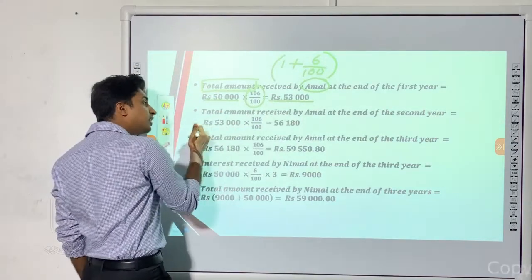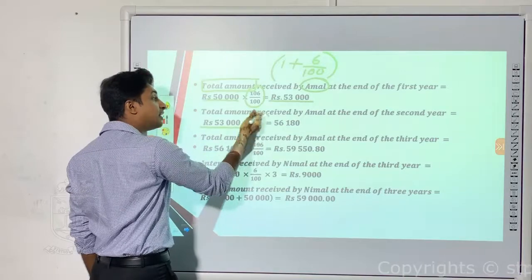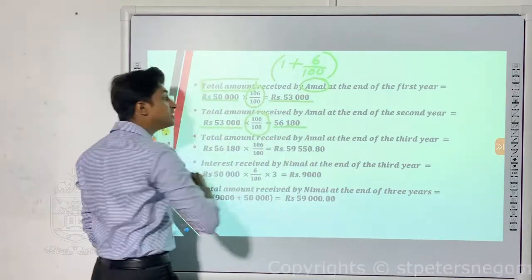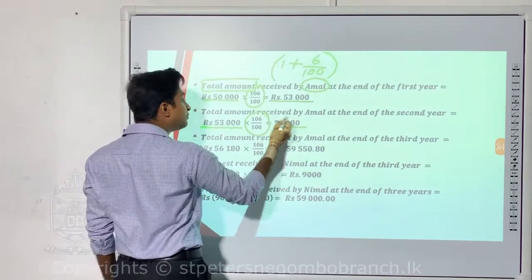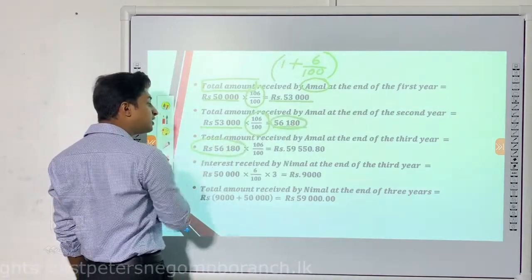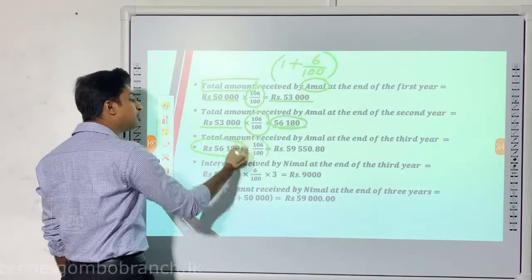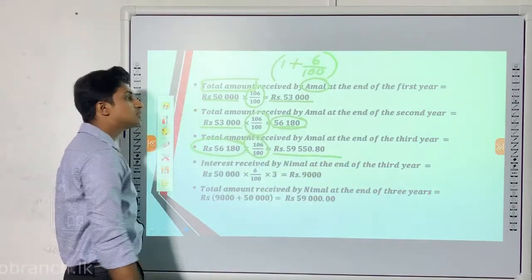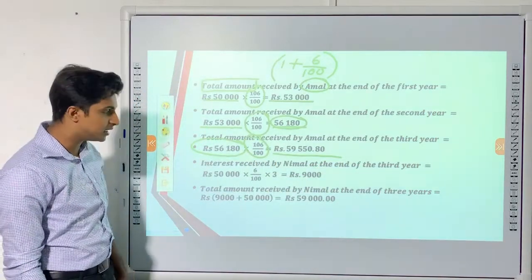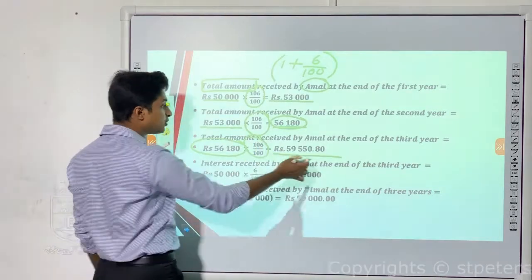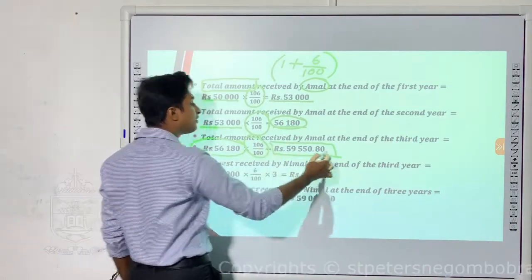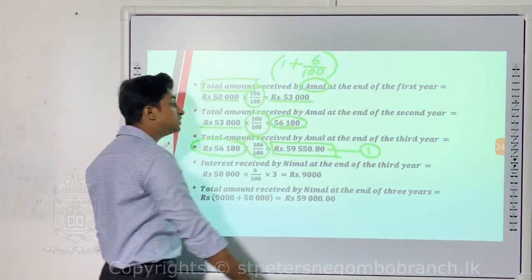Take that amount for the second year as a principal and compound it to get the value in the second year. By the end of the second year, how much? Take the value by the end of the second year to calculate the value for the third year, compound it, then you will get how much value he has by the end of the third year. Then we can take, that is Amal's story. So he has 59,550 by the end of the third year.